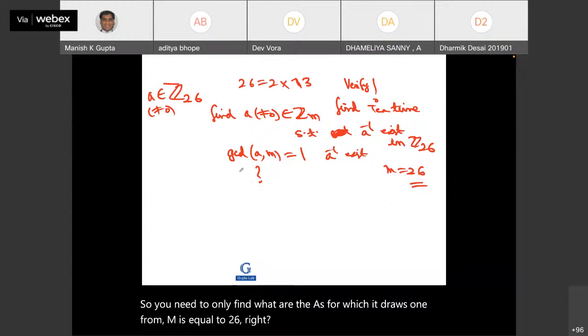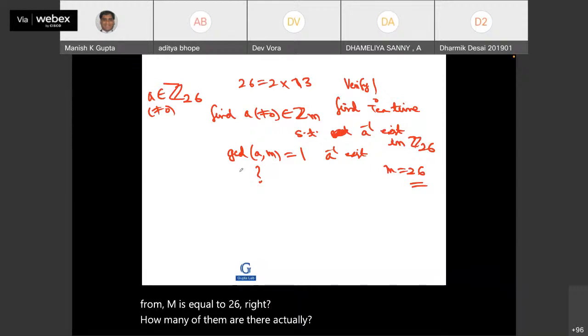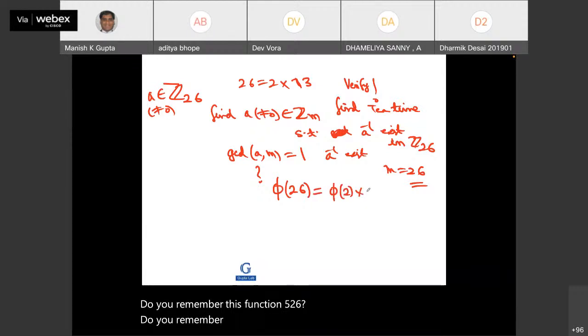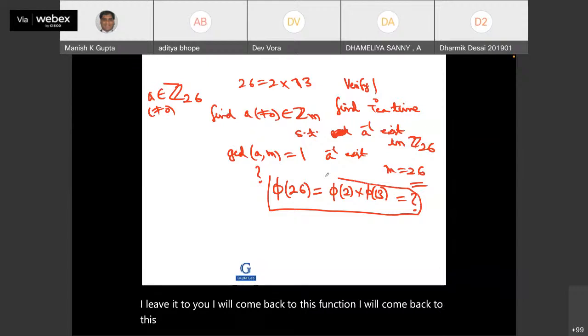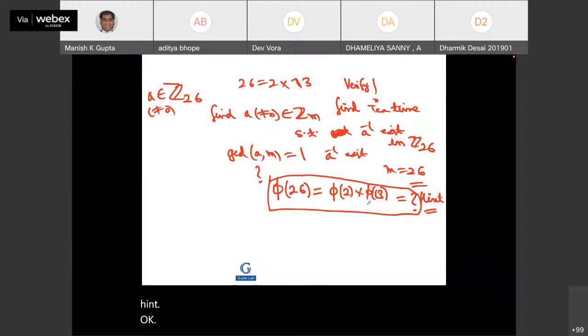How many of them are there actually? See, there is another way. Do you remember this function phi of 26? If you don't remember, I leave it to you. I will anyway come back to this function, but I am just giving you a hint. This is known as Euler's function. Anyway, so GCD of A and M is 1.